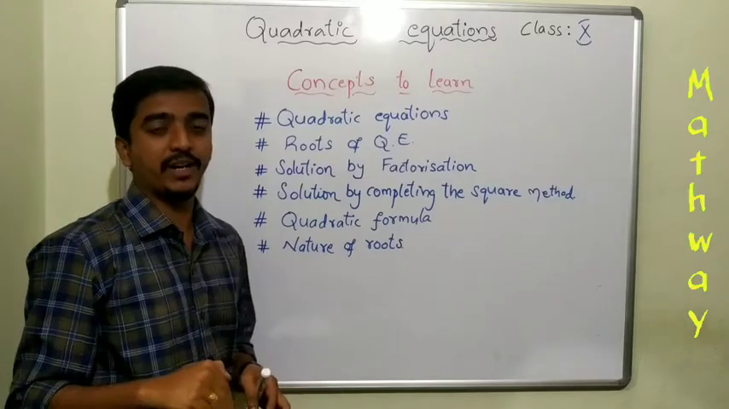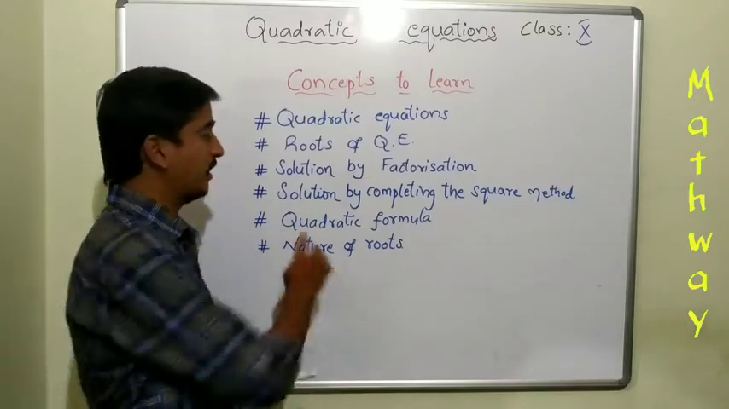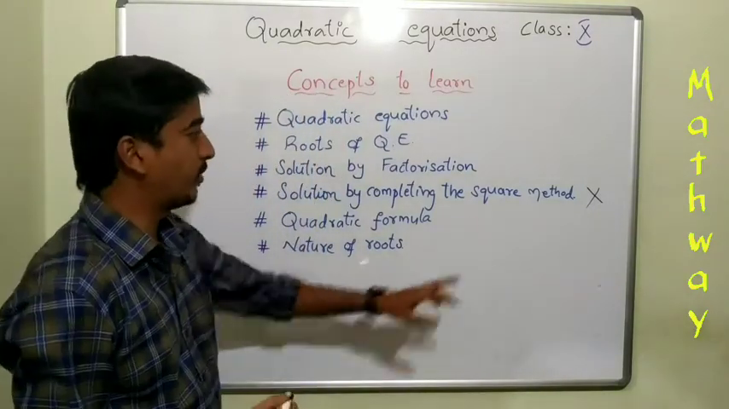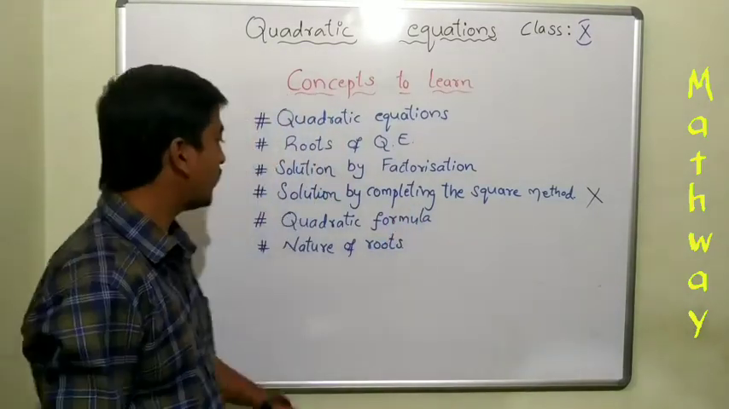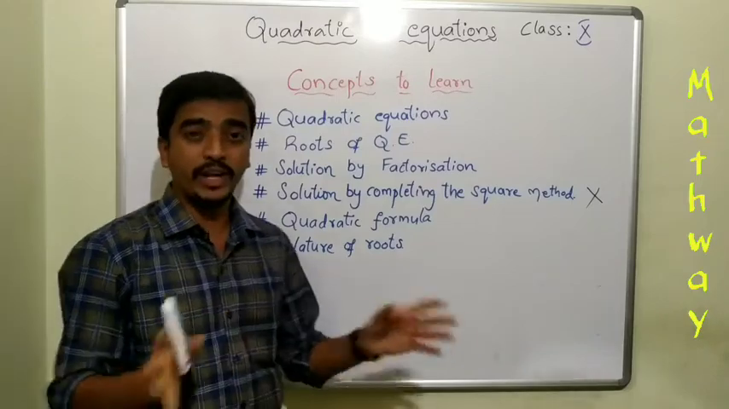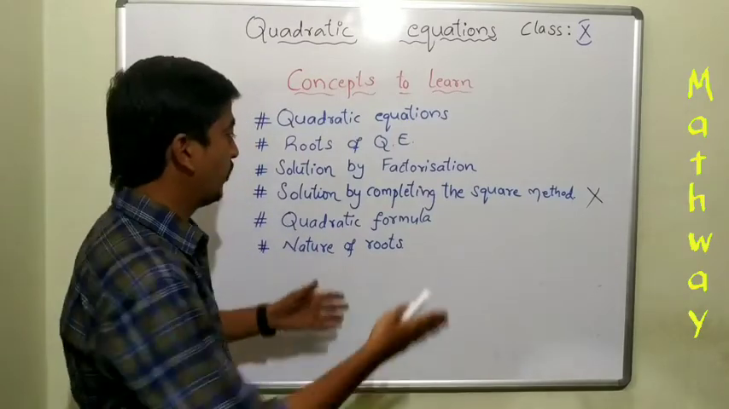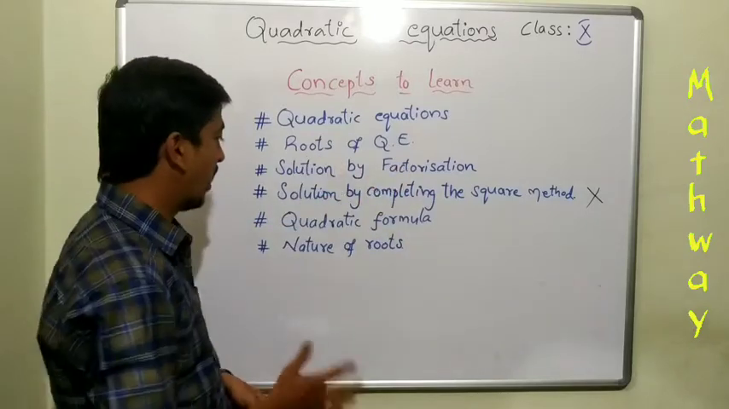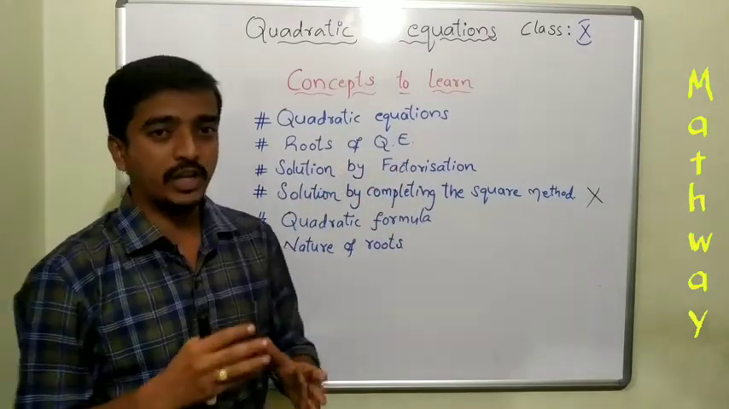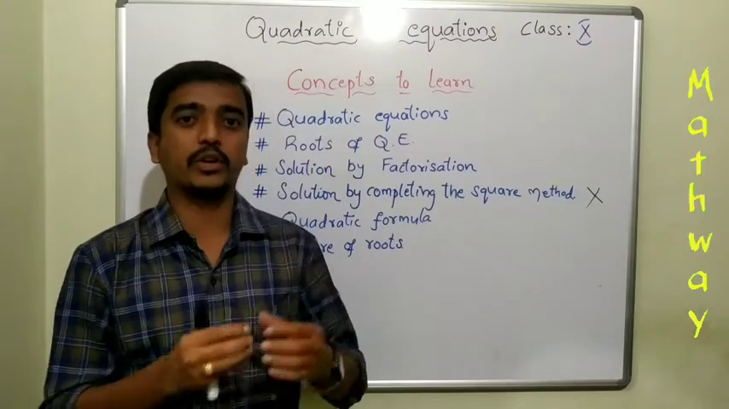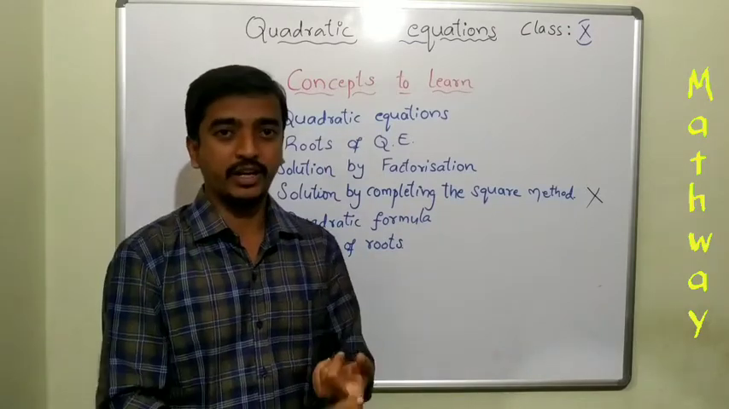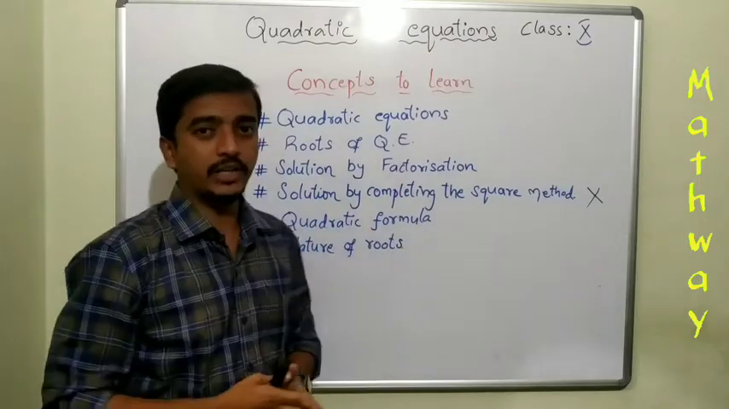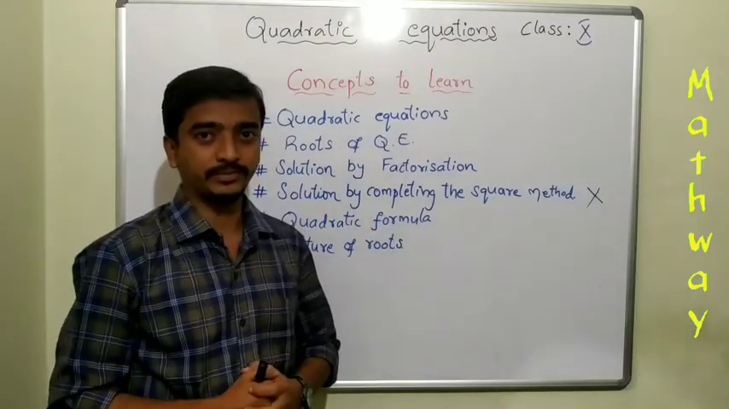For this academic year, 20 to 21, this method is reduced. There is no question going to be asked from the completing the square method. The next topic is the quadratic formula, which is very important. By using the quadratic formula also we can find the roots of the quadratic equation, and finally the nature of the roots. What type of roots does the quadratic equation have? Either they are real, imaginary or same. These topics we have to learn to cover this chapter.